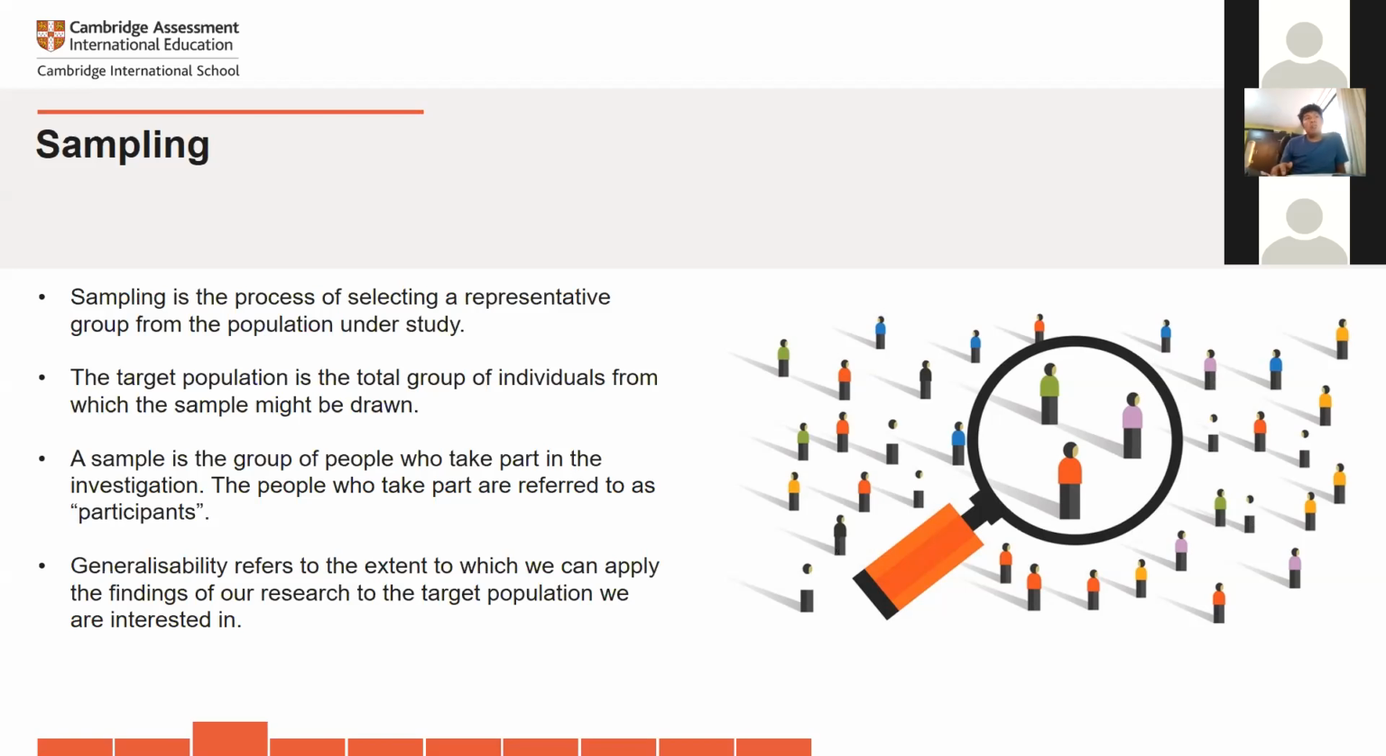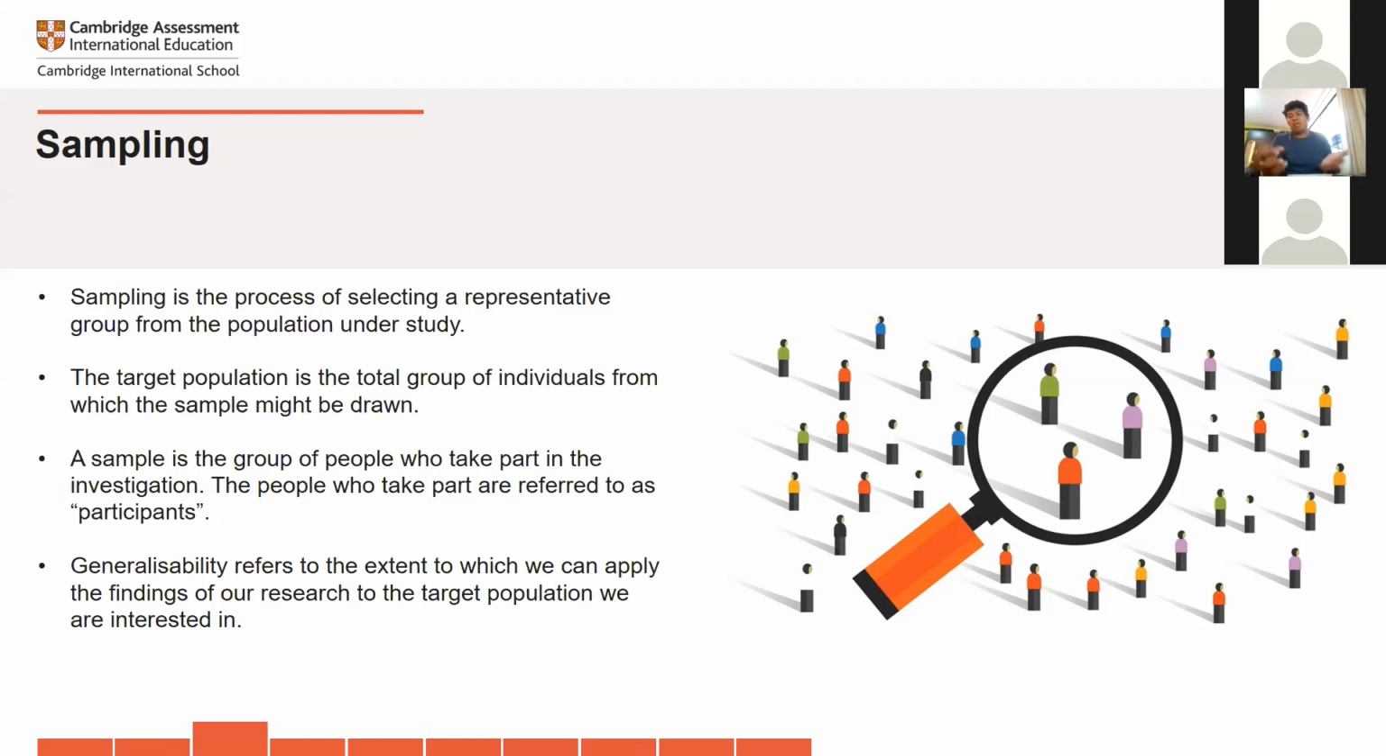It has to be significant though. The target population is the total group of individuals from which the sample might be drawn. So target population means the city, country, society, community for which we want the results to be applied. And the sample is a group of people we are taking from the target population.